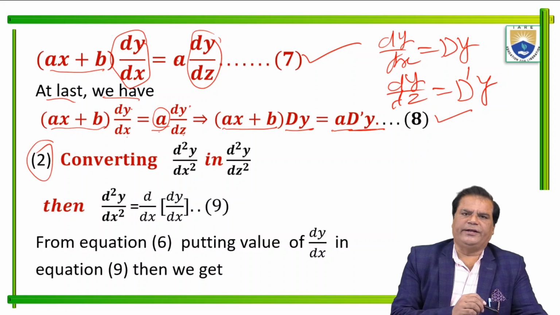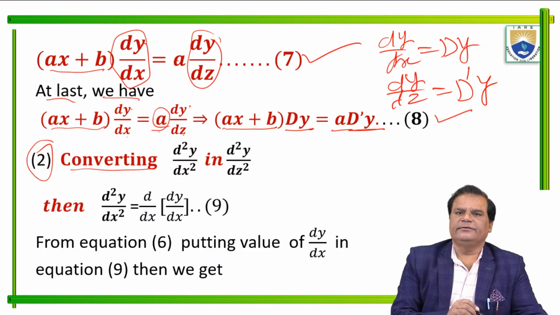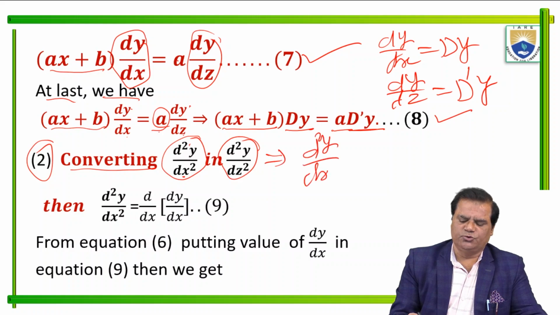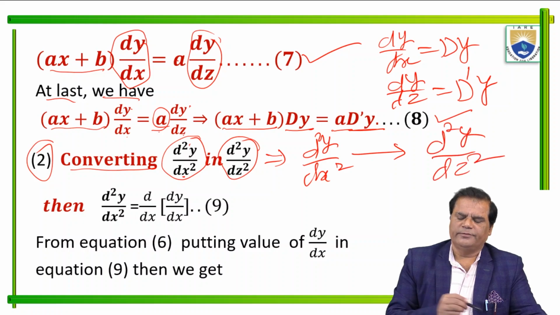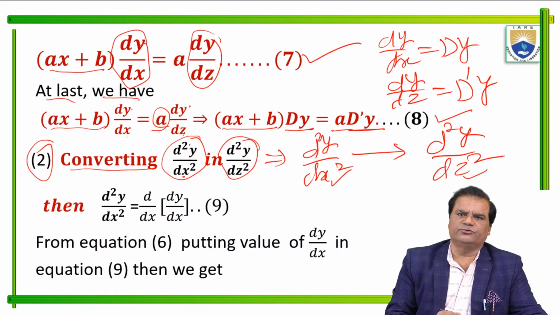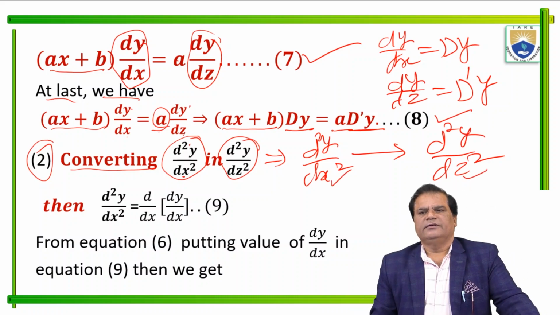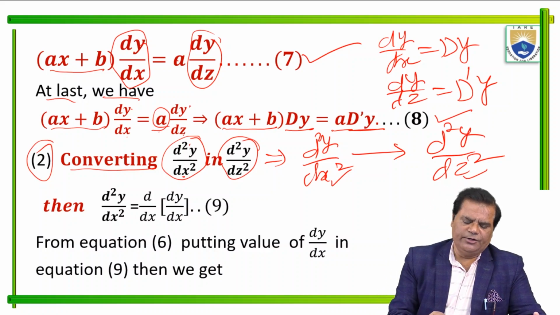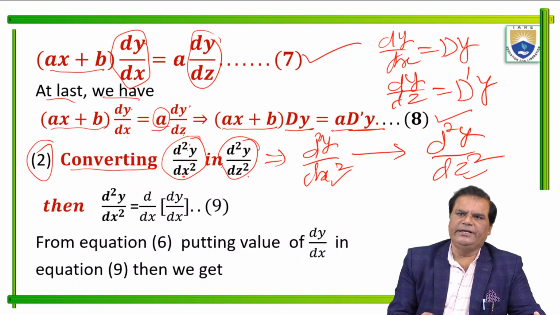Now the second point is converting d2y over dx2 into terms of d2y over dz2. Here we want to convert d2y over dx2 into d2y over dz2, that is, dx2 converts into dz2. So how can we change this? That will be possible by a change of independent variable.